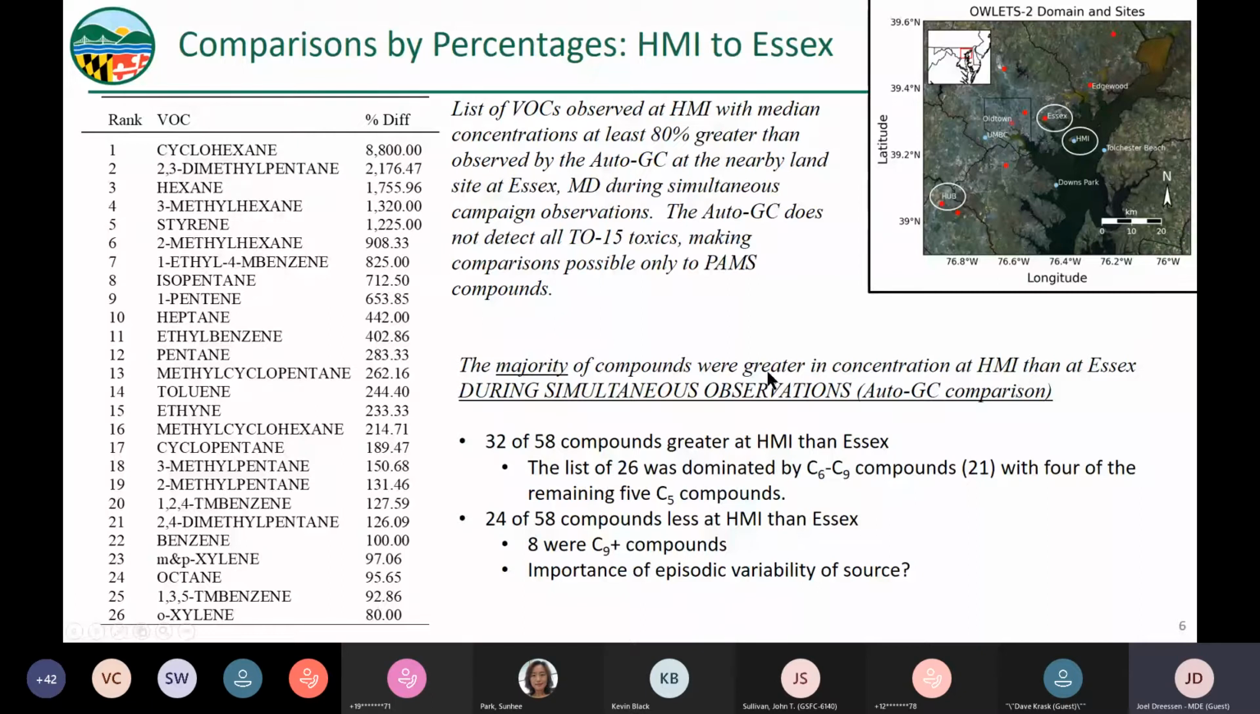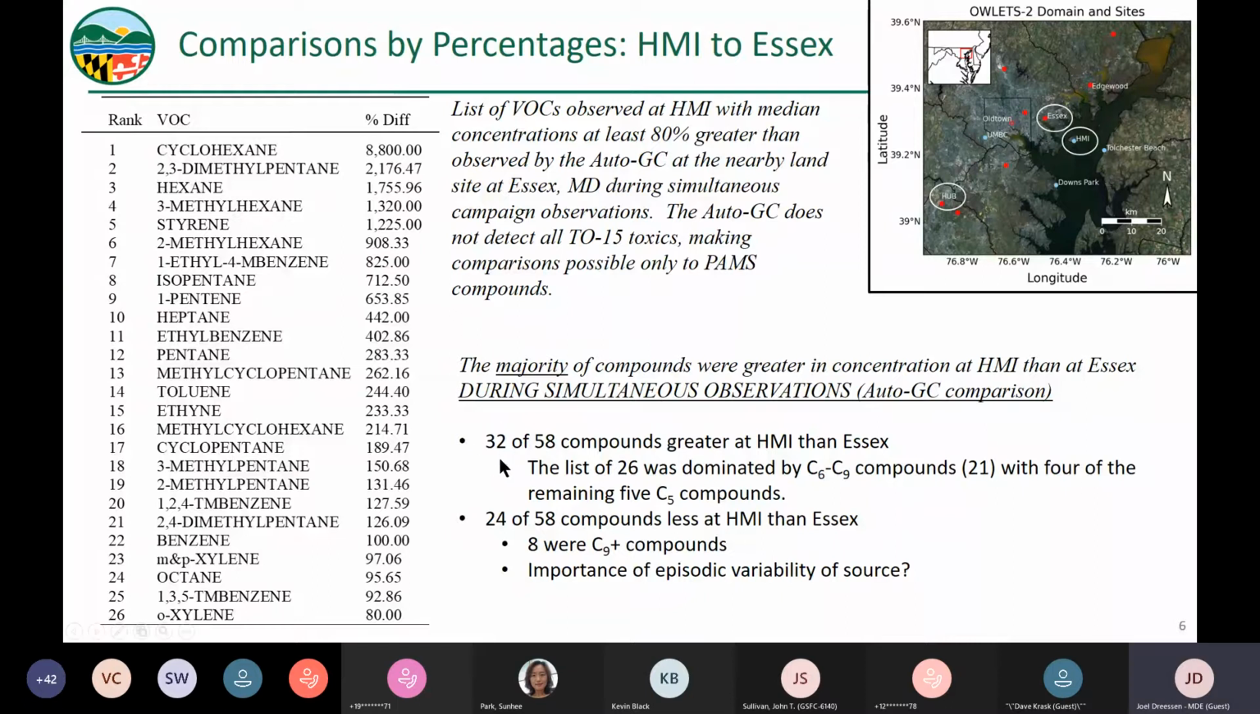The fact is that the majority of compounds were greater in concentration at Hart-Miller Island than at Essex. And I will put a clause on here. This is during simultaneous observations. So this is using the auto-GC at Essex. Now this is important to note because these two sites obviously represent land and water, but they're also just about 13 kilometers apart. So this is a pretty large disparity in the composition in a very short time period, or a very short spatial period.